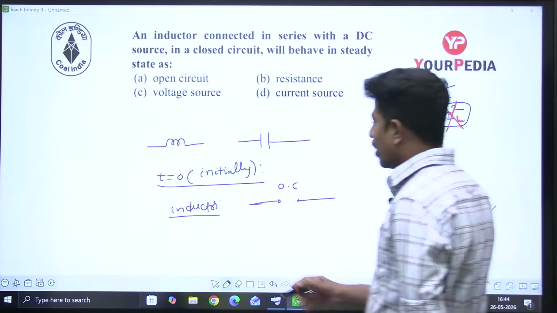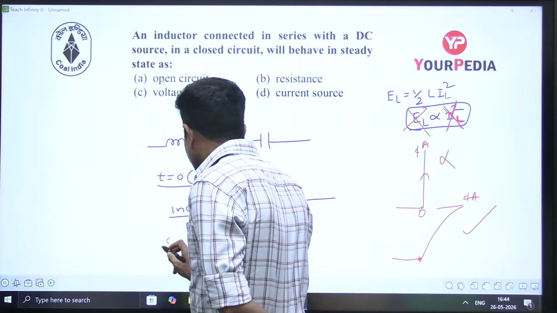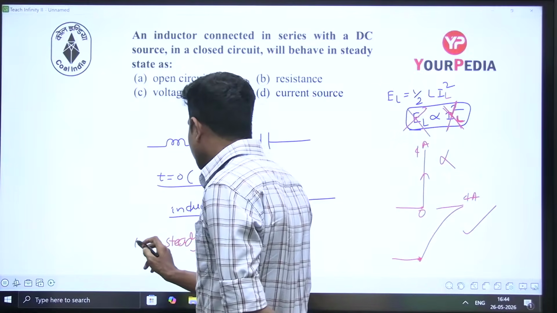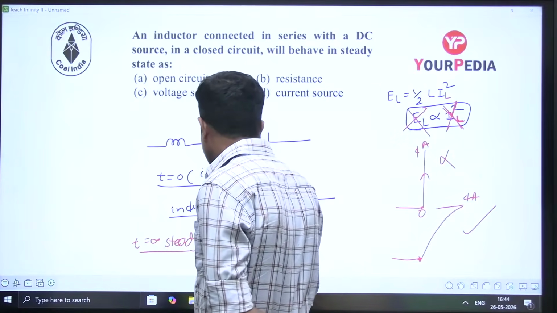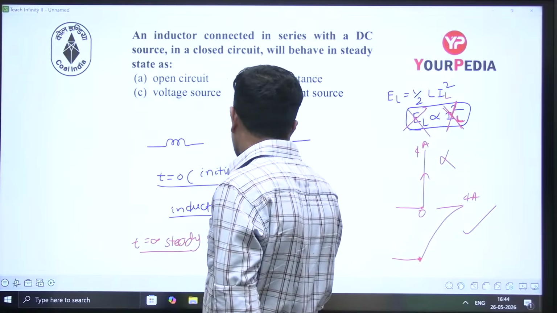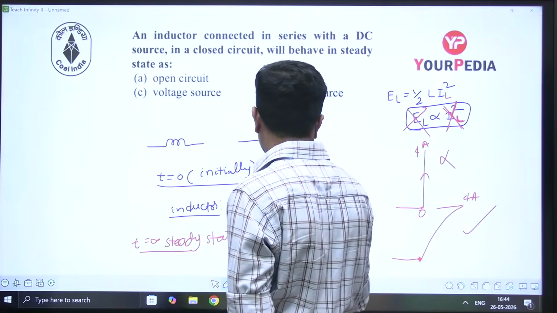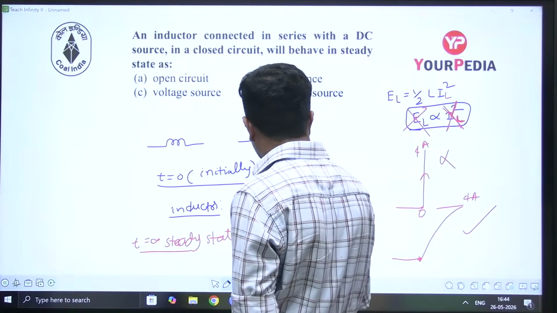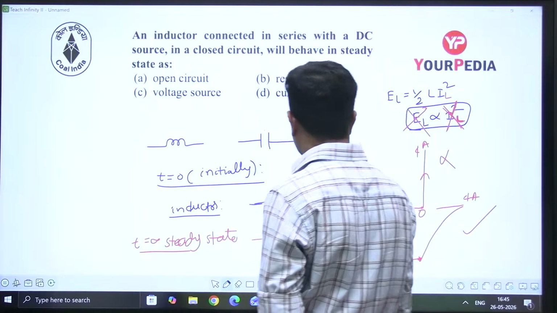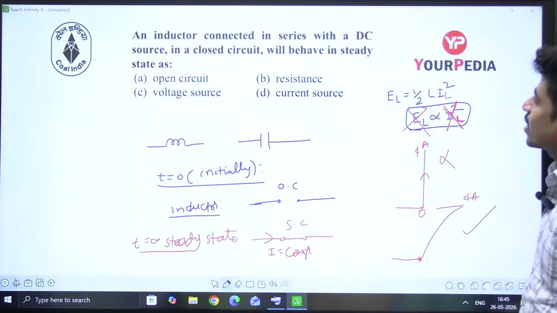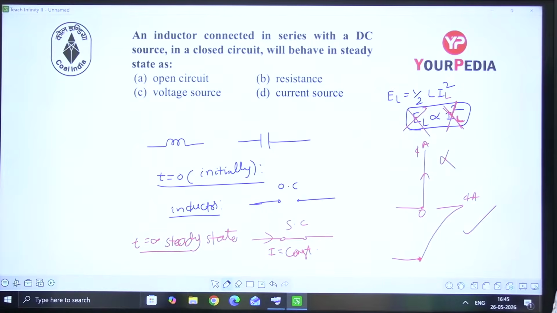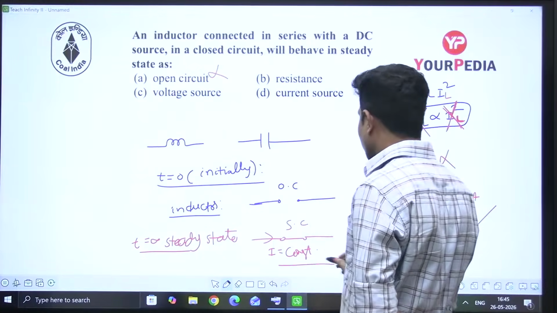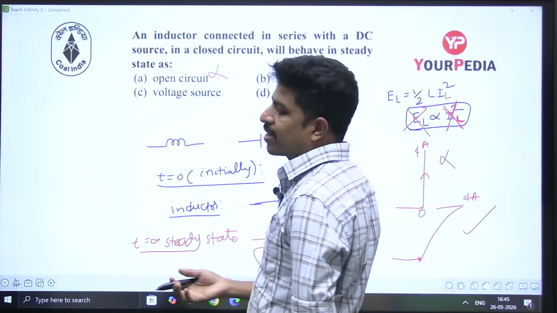Okay. Then, at steady state, steady state means t equal to infinity. At t equal to infinity, in steady state, inductor behaves as a short circuit, and the current through the inductor is constant. Now the question is asking how it will behave in steady state, and it is not an open circuit. We know that it is a short circuit, and the current in a short circuit is constant.